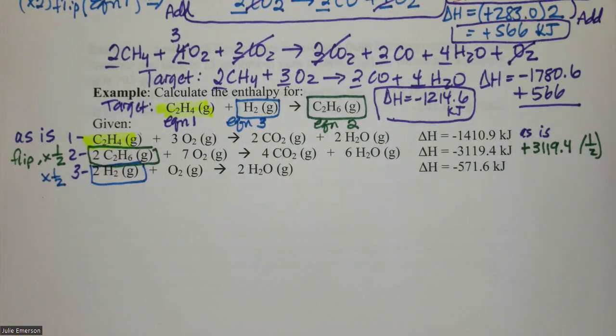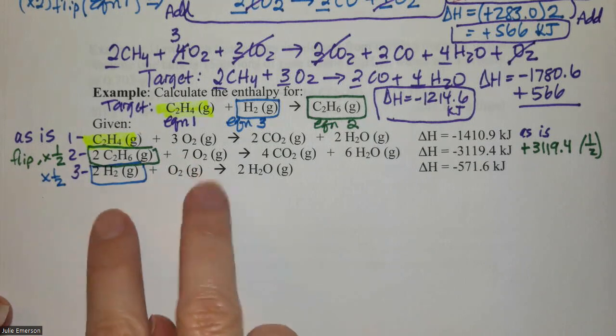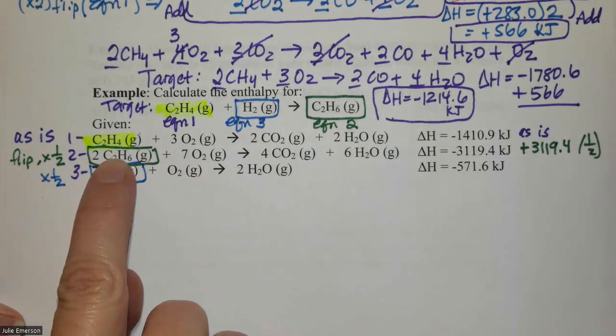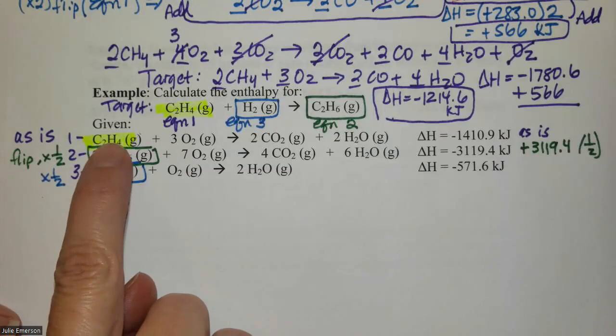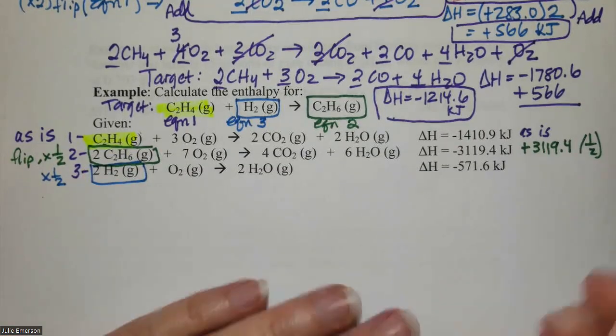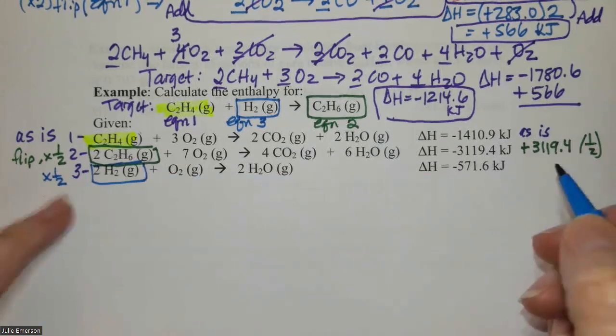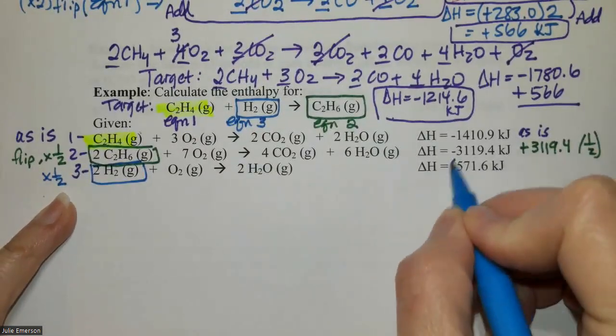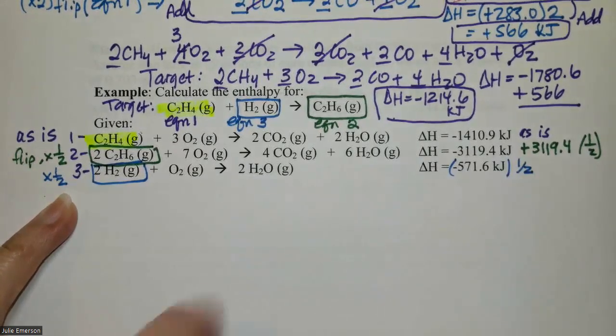So if the question on the quiz is, what would you do to equation 3? You would say, I just need to multiply. Equation 2, you're going to have to flip and multiply. Equation 1, you would just leave as is. So that's what the quiz questions are going to look like. If I'm multiplying my equation through by 1/2, then I'm going to multiply that delta H by 1/2.